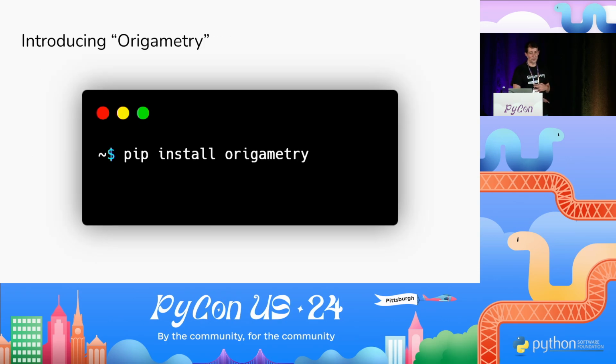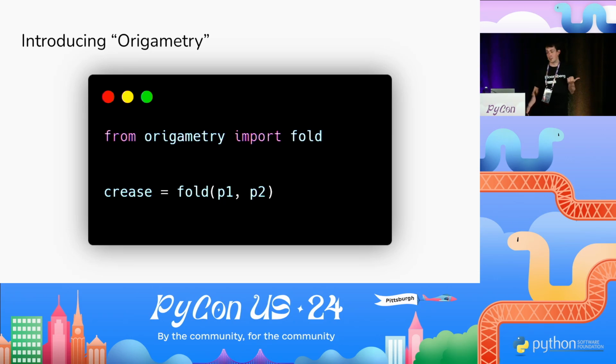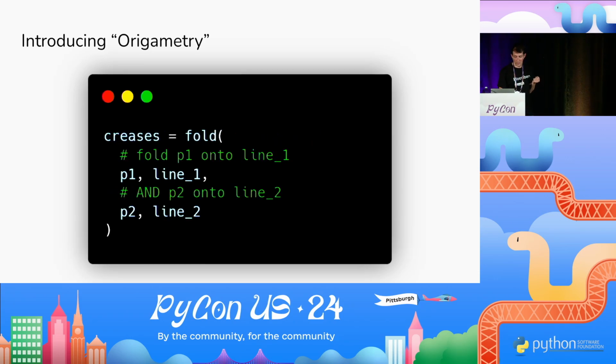So introducing Origametry. That's Origami Geometry. I mean introducing. This is brand new, uploaded to PyPI just before this conference for everyone to play around with it. And it works like this. We can import a fold function, and this is axiom 2, point onto point. We simply pass the 2 points as arguments to the fold, and it returns the line. There's the crease between them.